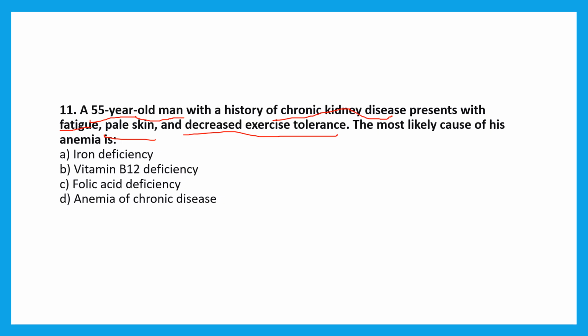Why is this so? Because in chronic kidney disease, there is impairment of production of erythropoietin by the kidneys. So we are saying that anemia of chronic disease is the correct answer in this case. Question number 11. You don't have to think too much. The answer was just there.